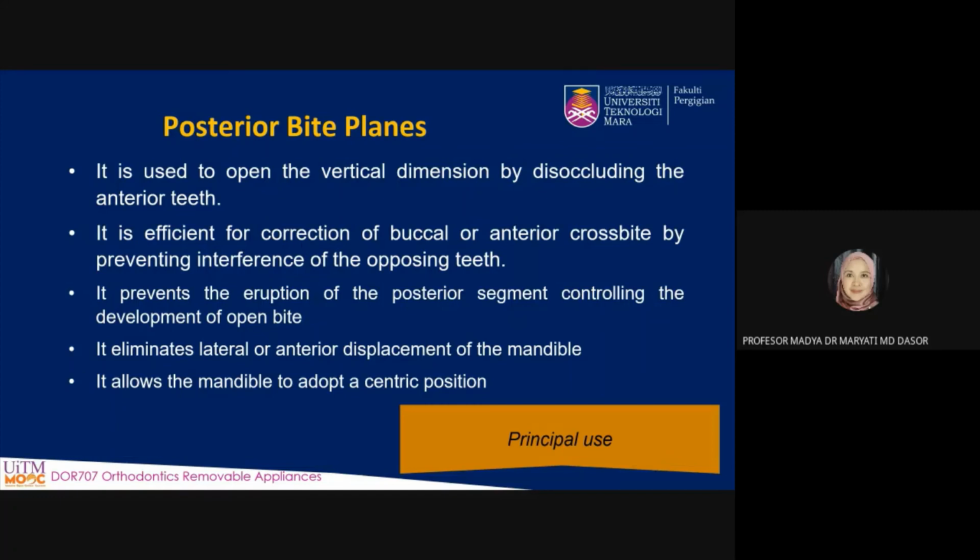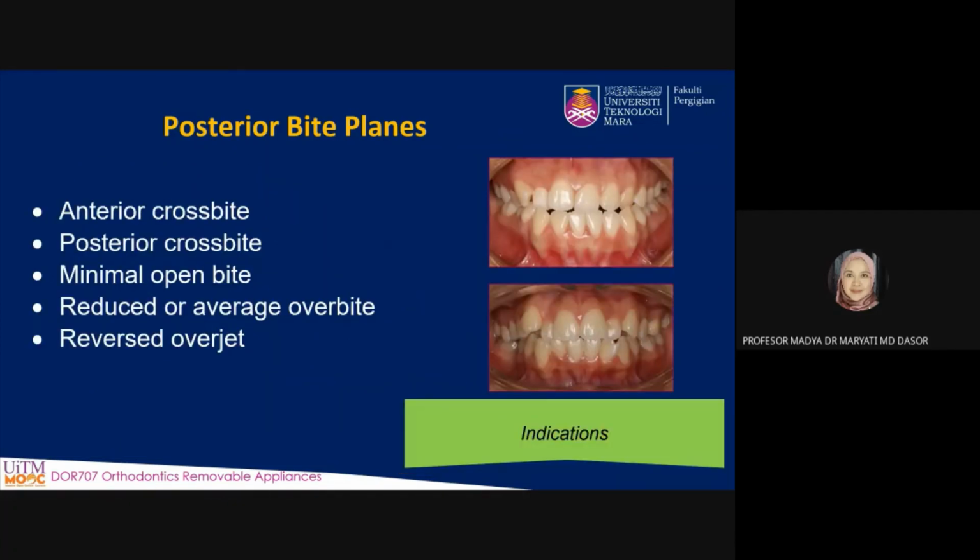Another reason to use posterior biplane is that it will prevent the eruption of posterior teeth in the posterior segment, controlling the development of open bite. Posterior biplane also will eliminate lateral and anterior displacement of the mandible. Therefore, it will allow the mandible to adopt a centric position. Posterior biplanes have some indications for their use.